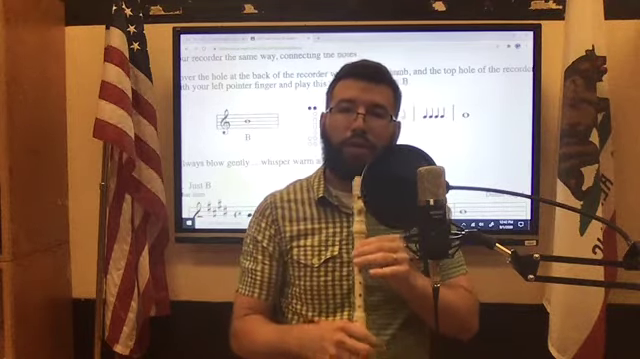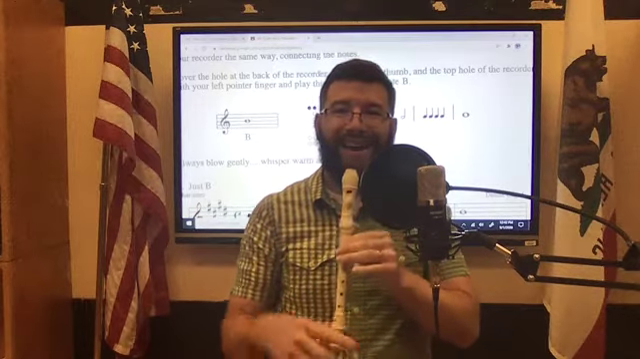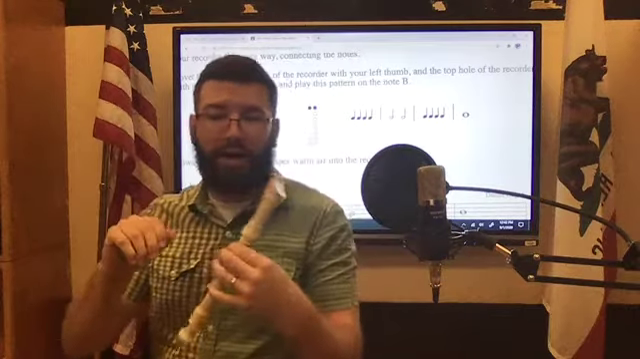If your note is sounding more like this, that means you are not placing your mouth correctly over the mouthpiece. So you've got to make sure that when you're playing, you're not barely putting your mouth on it. This is actually a step I skipped. I meant to show you how to put your mouth on the mouthpiece. But from here, make sure your lips are kind of going around it a little bit. Not.